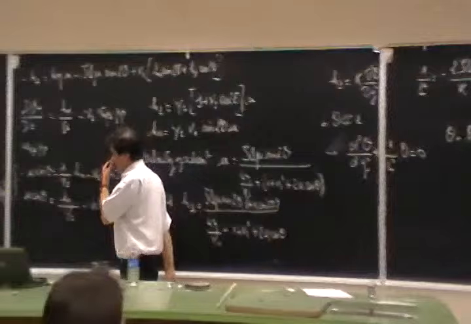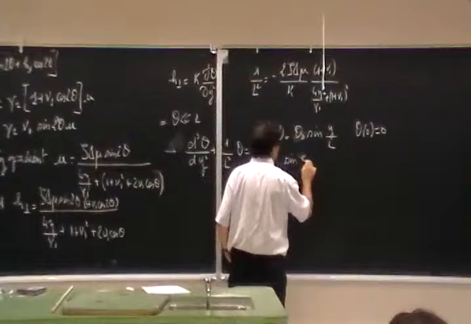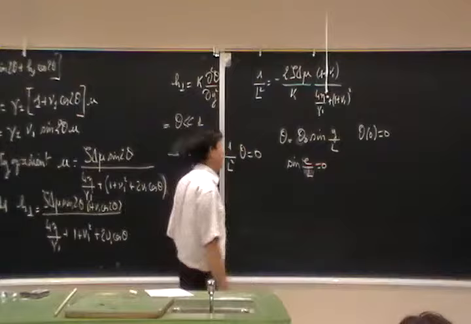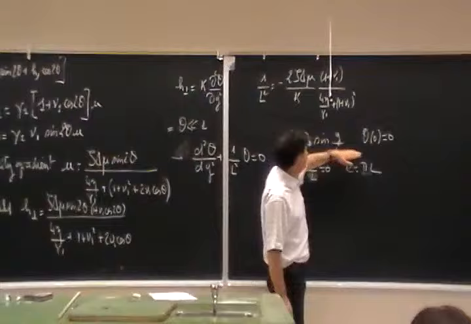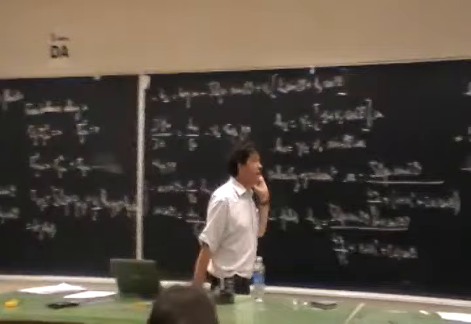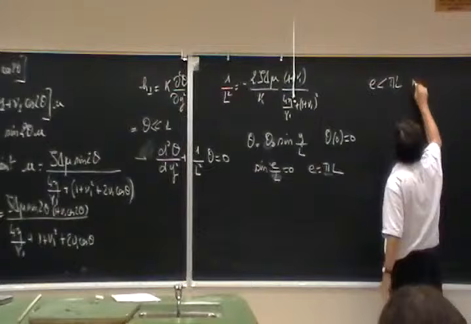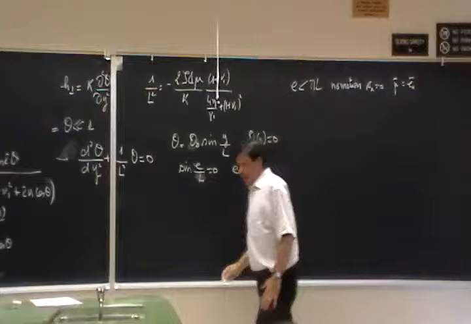And then I need to impose that theta of e is also equal to 0. That will tell me that sine of e over L is equal to 0, or if you want, that e is equal to pi L. So if e is smaller than pi L, I have no way to satisfy this boundary condition. So if e is smaller than pi L, the only steady state that I have is a trivial one. There's no motion, and the polarization is parallel.